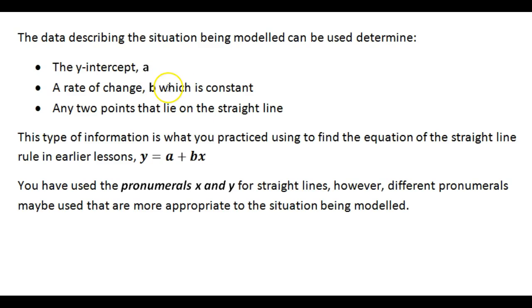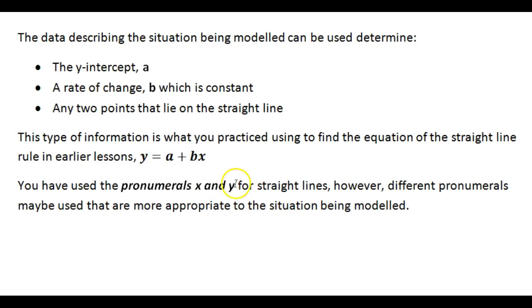If we have the gradient and any other point, just the gradient with one other point, we're also able to find the equation of the straight line because we can figure out what A is. And of course, if we've got 2 points that lie on a straight line, like 2 key points that we know are linear in our model, we can use them to work out our gradient using a gradient triangle, and then we can use the math we learned earlier to find A by substituting one of the known points into the rule because it makes it true.